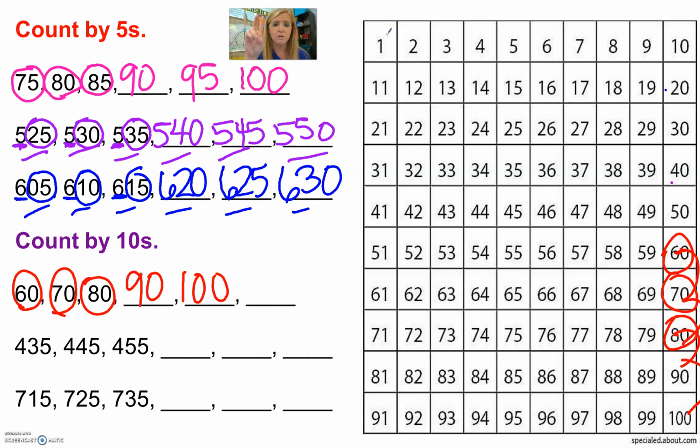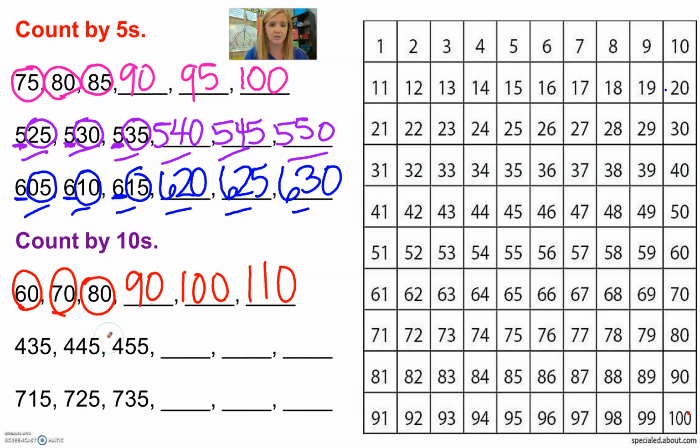100, 101, 102, 103, 104, 105, 106, 107, 108, 109, 110. So if I skip 10 more numbers, that's going to take me to 110. So even though I'm out of numbers on my hundreds chart, I can still count 10 more to see what the last number in that sequence would be. Okay, so that one's a little bit tricky because we did run out of numbers, but it's not impossible to figure out. All right, so let's go to the next one.